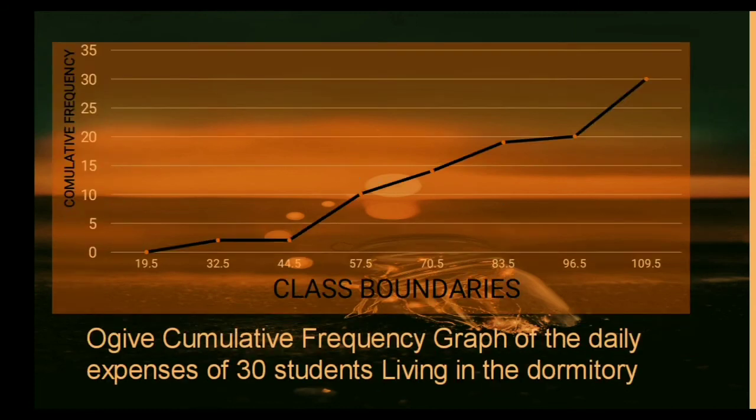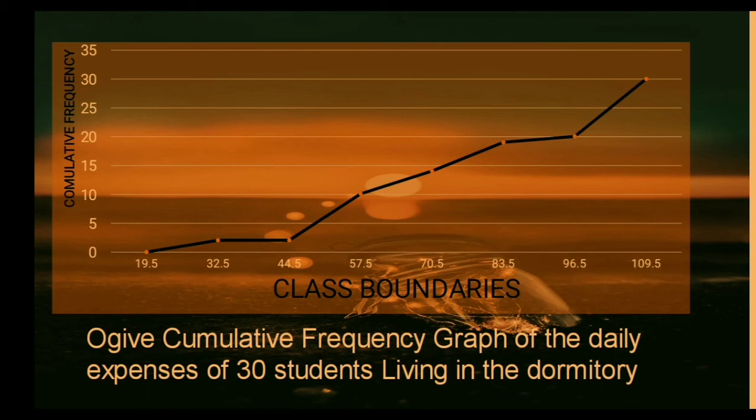This is the presentation of data using an ogive or cumulative frequency graph. It is given that the x-axis should be represented with the class boundary, and the y-axis is the cumulative frequency, where the class boundaries are 19.5, 32.5, 44.5, 57.5, 70.5, 83.5, 96.5, and 109.5.